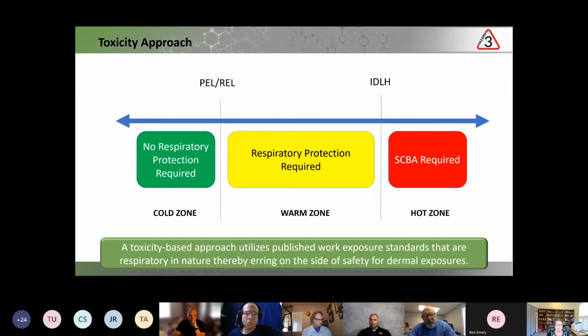And so while all of these are based upon respiratory protection levels, that means that we're always erring on the side of safety for our dermal toxicity. So for instance, I may use 35 parts per million down here for my cold zone to warm zone, and that's a respiratory protection issue. When I'm really looking at dermal exposure, because I'm wearing my SCBA already, the reality is dermal exposure for something like ammonia doesn't even start to become a consideration until 10,000 parts per million. So you have a huge erring on the side of safety in case of wind direction change, things of that nature.